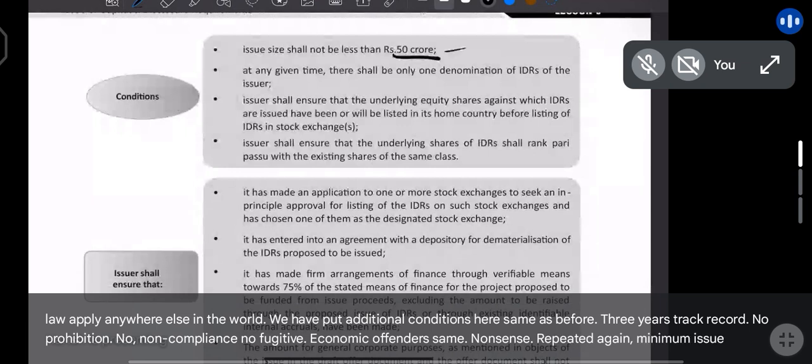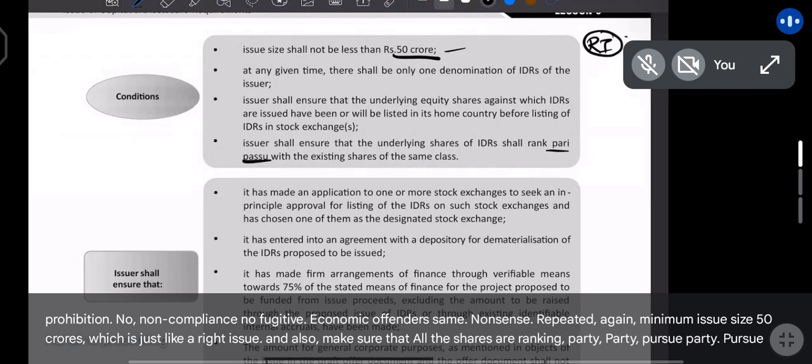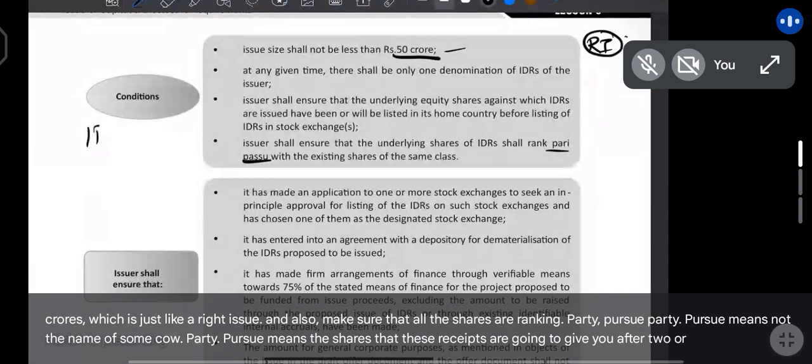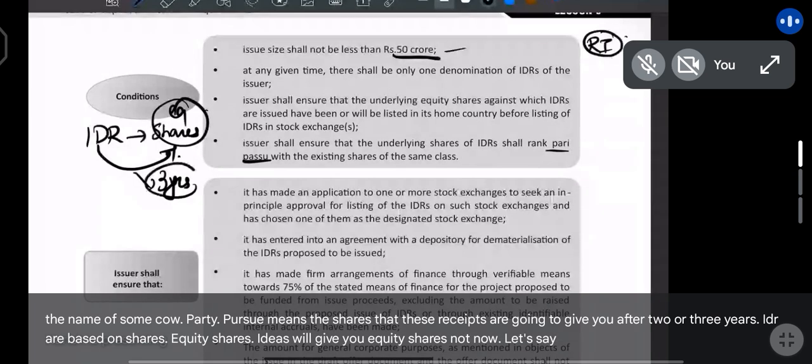Minimum issue size 50 crores, which is just like a rights issue. And also make sure that all the shares are ranking pari passu. Pari passu does not mean the name of some cow. Pari passu means the shares that these receipts are going to give you after 2 or 3 years. IDRs are based on equity shares. IDRs will give you equity shares not now, let's say after 3 years.